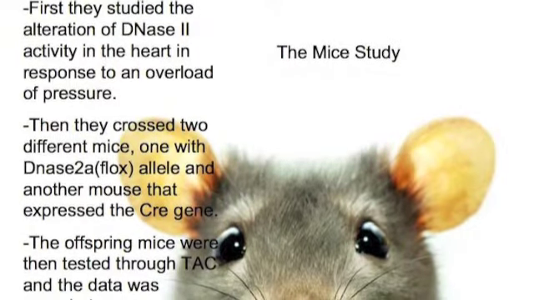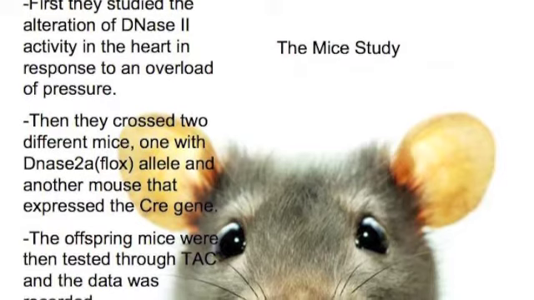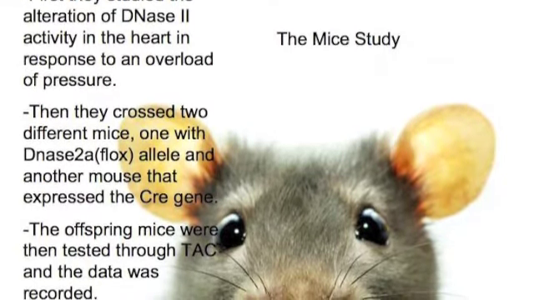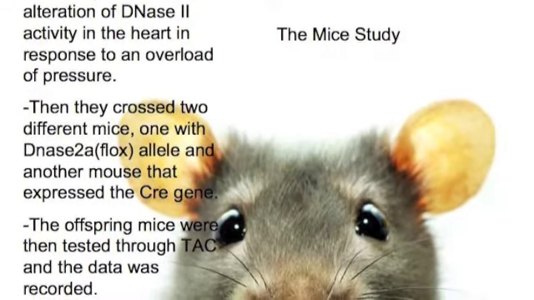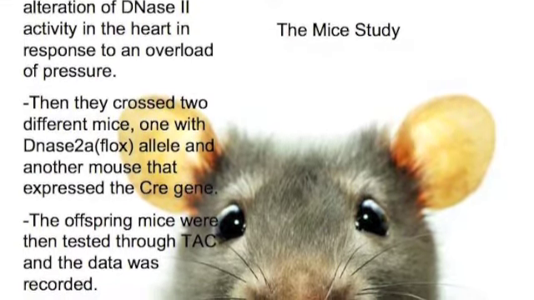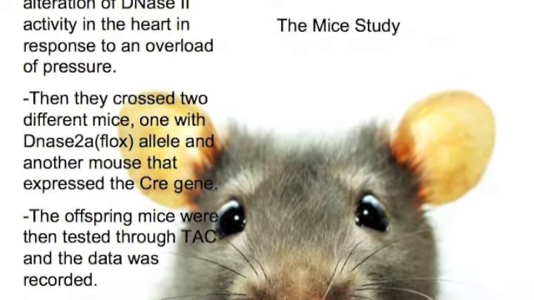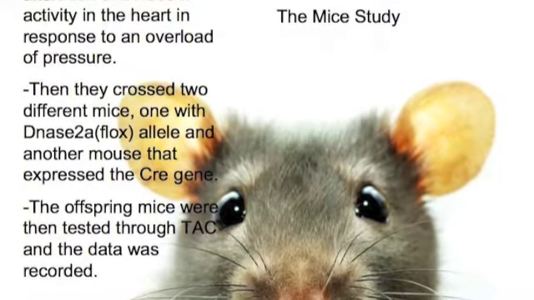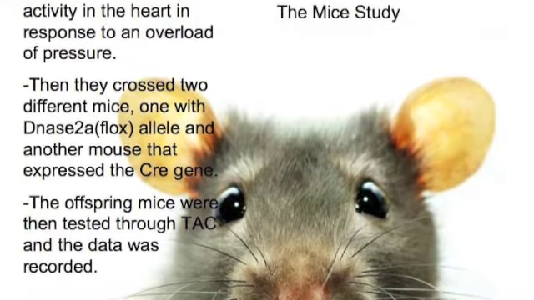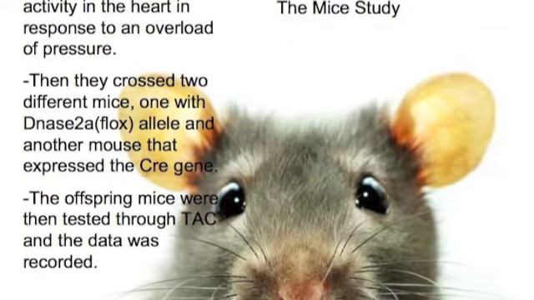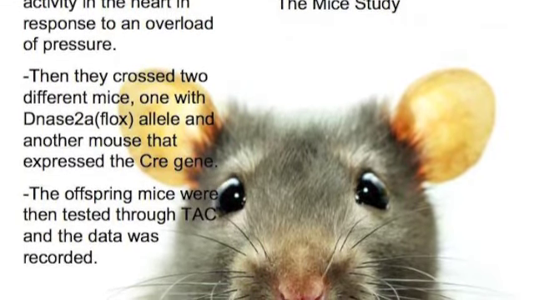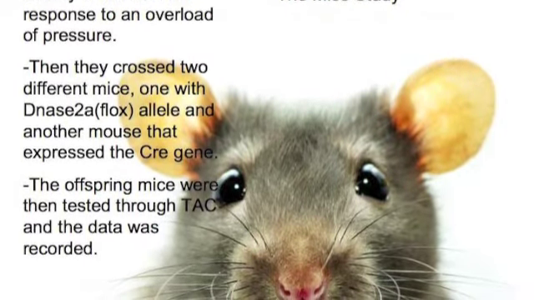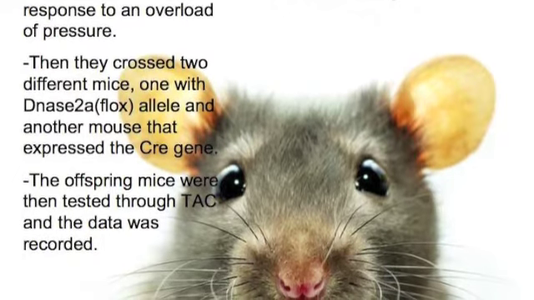In an effort to gather the most accurate research as possible, these scientists decided to choose the most viable organism. In this case, it was mice. So they decided to examine wild-type mice and monitored pressure overload by thoracic transverse aortic constriction, TAC, induced cardiac hypertrophy. First, they studied the alteration of DNase-2 activity in the heart in response to an overload of pressure. Then they crossed 2 different mice, one with DNase-2A flox allele and another mouse that expressed the Cre gene. The offspring were then tested through TAC, and the data was then recorded.